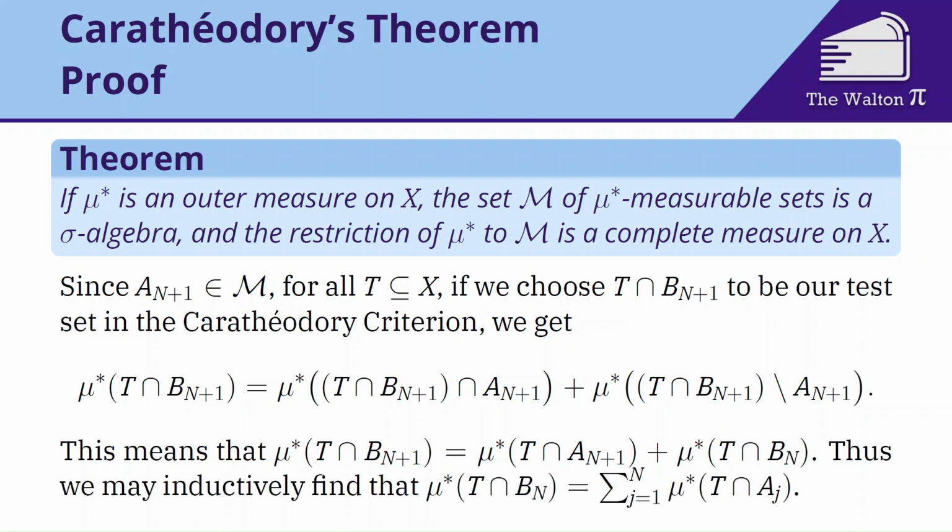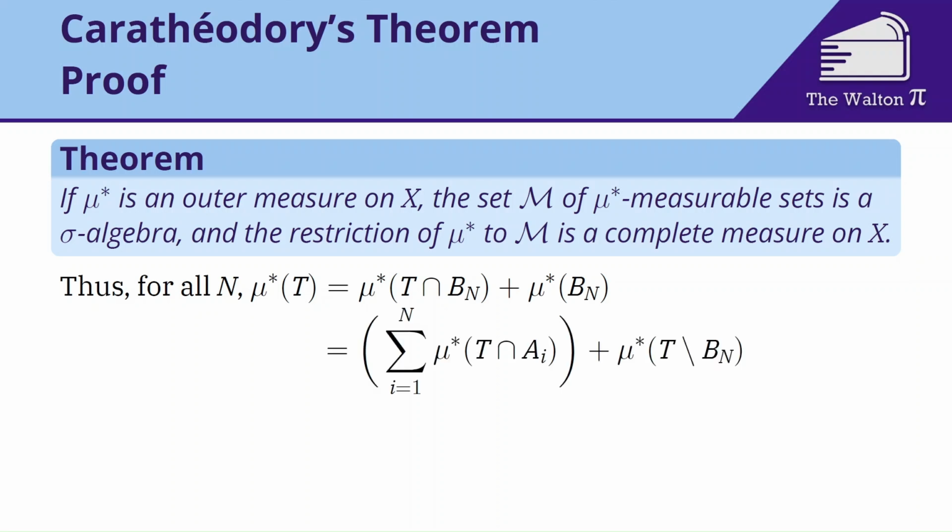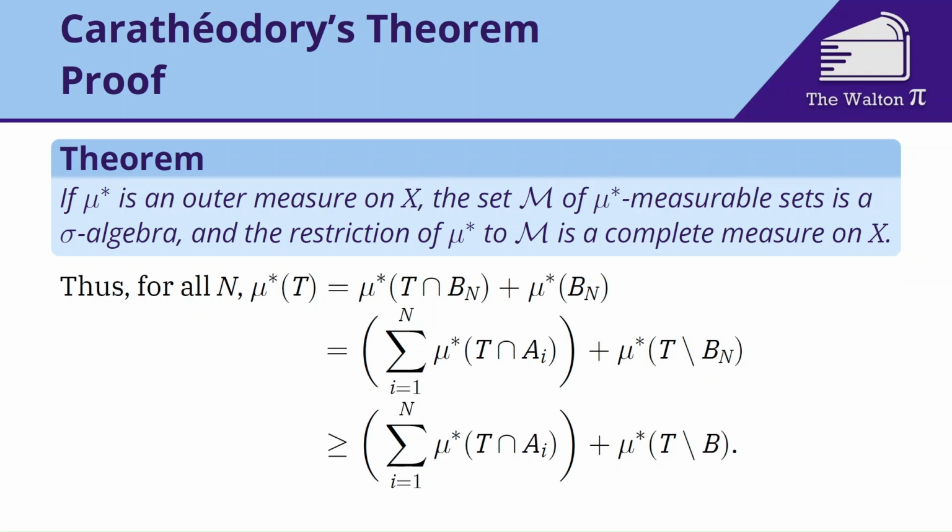Thus, we can inductively find that mu star of T intersect Bn is the sum from 1 to n of mu star of T intersect Aj. That means that for all n, mu star of T is equal to mu star of T intersect Bn plus mu star of T minus Bn, which is equal to the sum from 1 to n of mu star of T intersect Ai plus mu star of T minus Bn, which is greater than or equal to the sum from 1 to n of mu star of T intersect Ai.